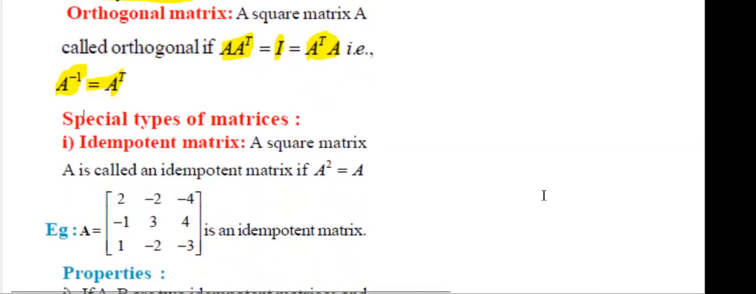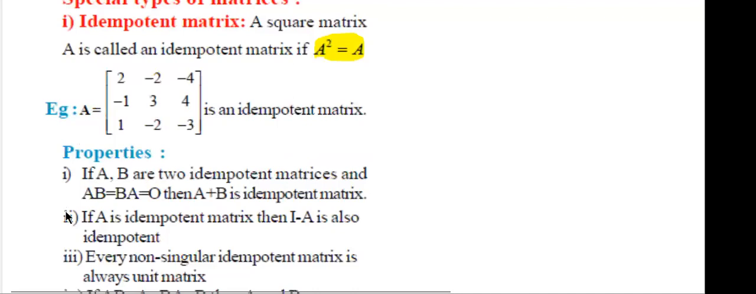Next, some special types of matrices are there. These are important for objective. Idempotent matrix. A square matrix A is called an idempotent matrix if A square is equal to A. A square is equal to A means idempotent matrix. See, one example given here is an idempotent matrix. Find the A square value, then you will identify.